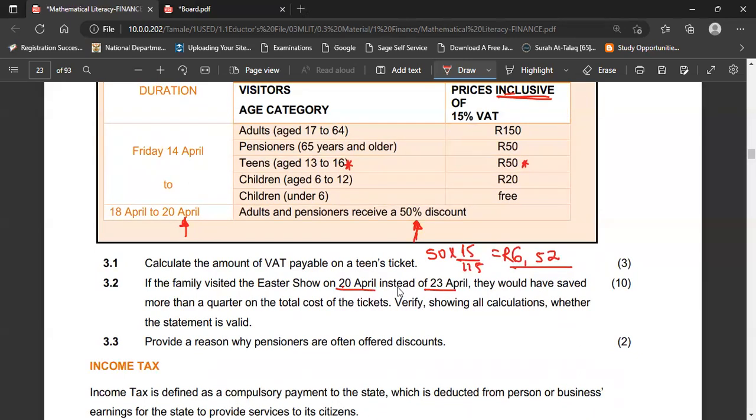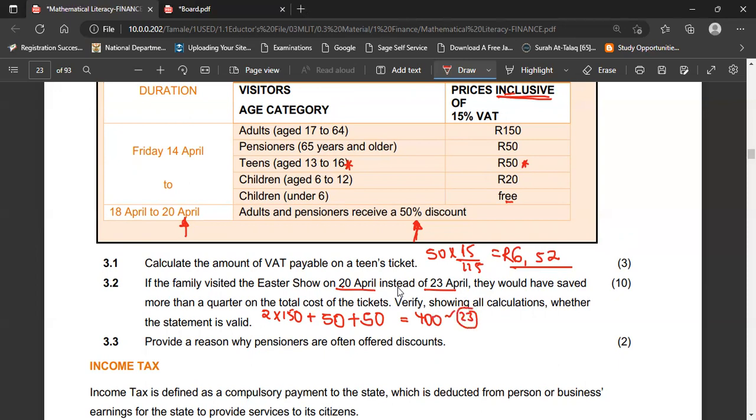Number one, you're going to first look for how much they would pay if they visited on the 23rd, the normal day, without discounts. Remember, there are 2 adults, so each will pay 150, plus the granny, who will be paying 50 rands, plus the teen, who is going to be charged 50 rands. The other ones aged 5 and 6 are free. So we leave them out. In other words, here we have the answer, 400. This is on the 23rd.